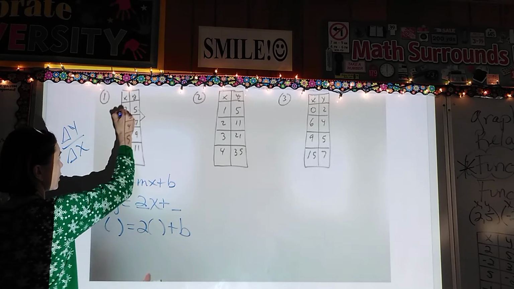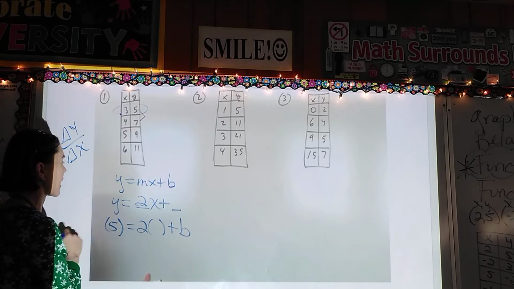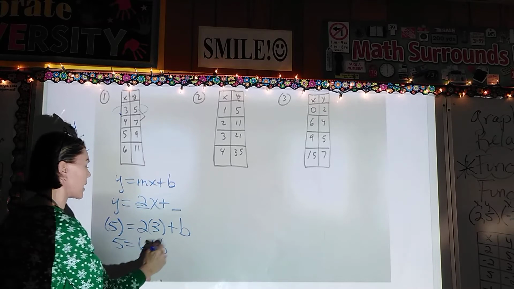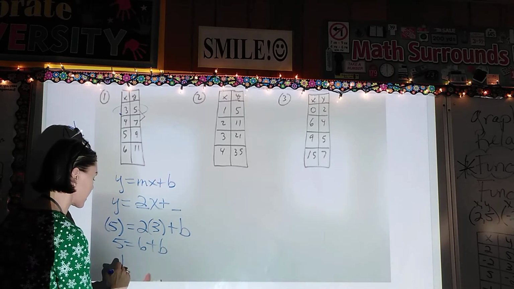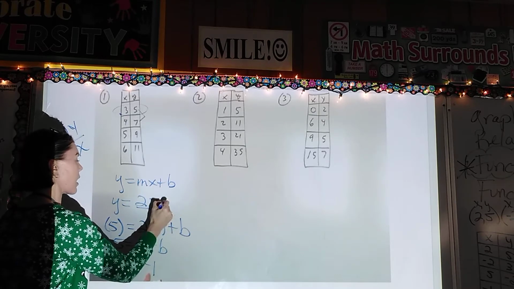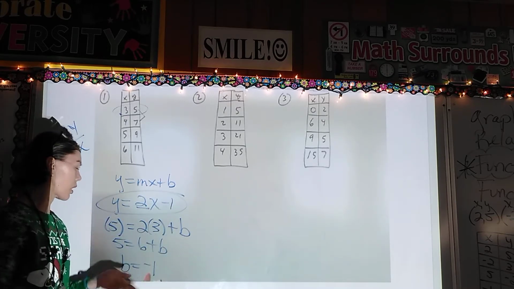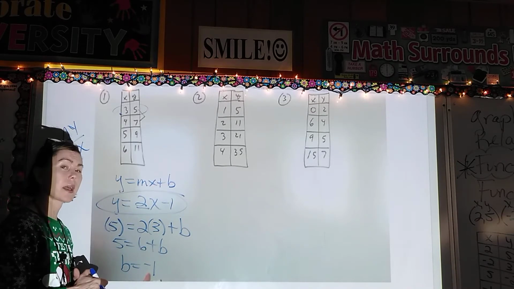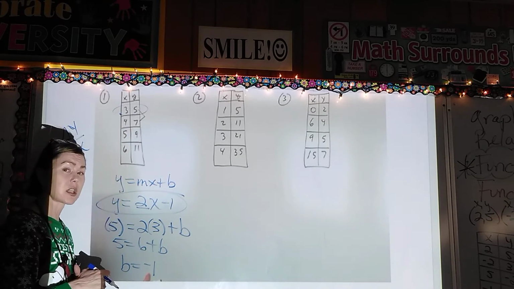So I'm going to choose the smallest point we have here. So we have 3 and then 5. So 5 equals 6 plus b. Subtract 6 from both sides. b equals negative 1. So let's erase the b and put our negative 1. So we just wrote the equation of a line by using the information in the table.